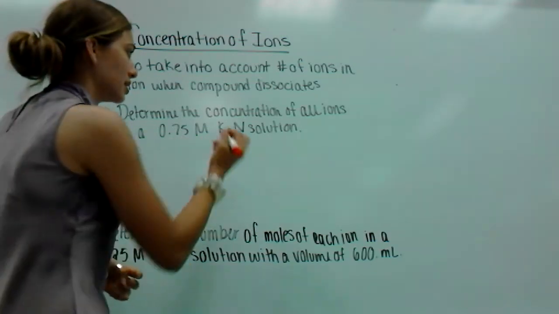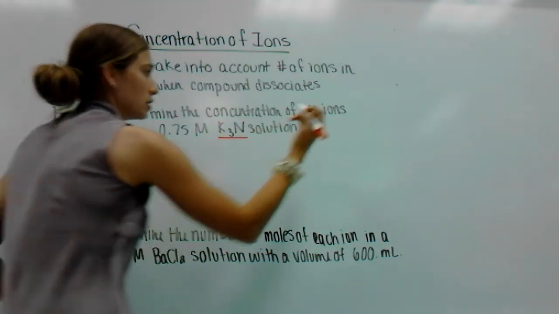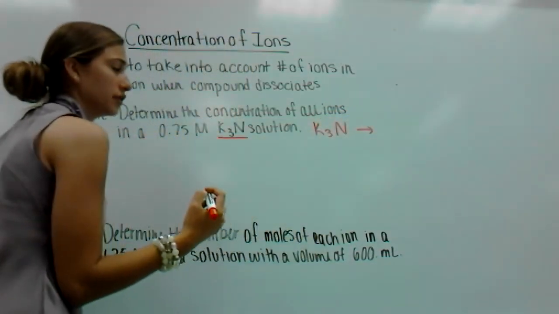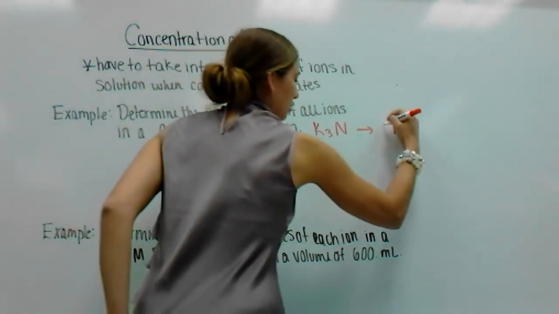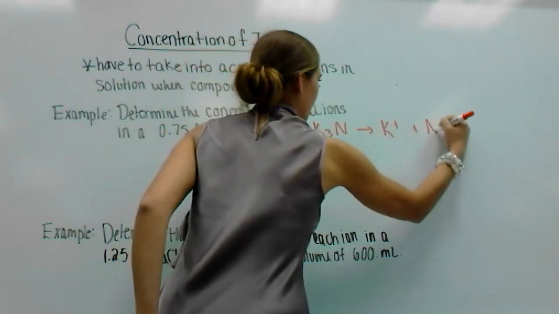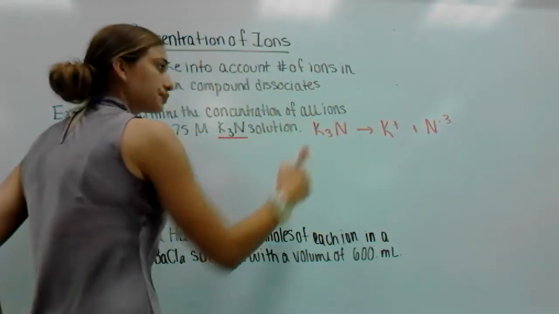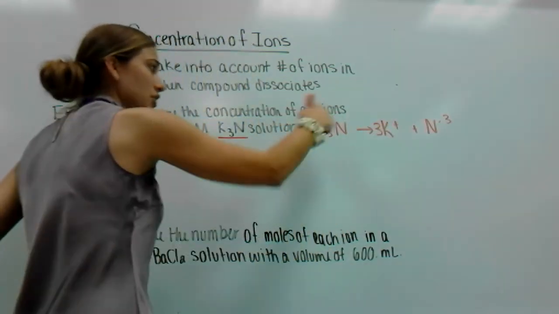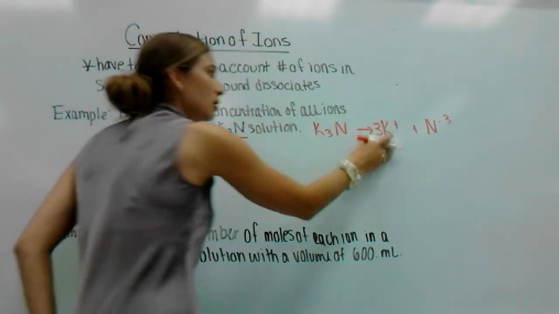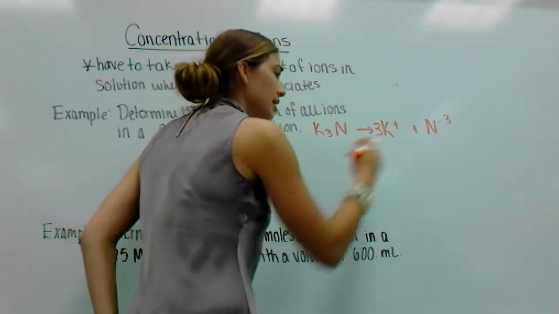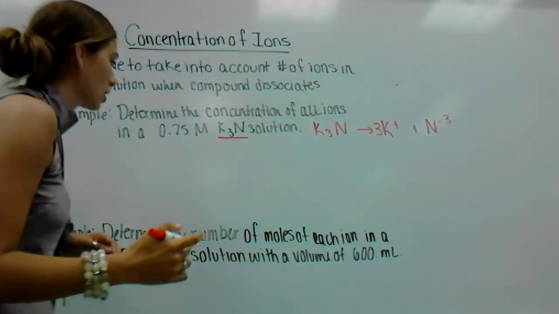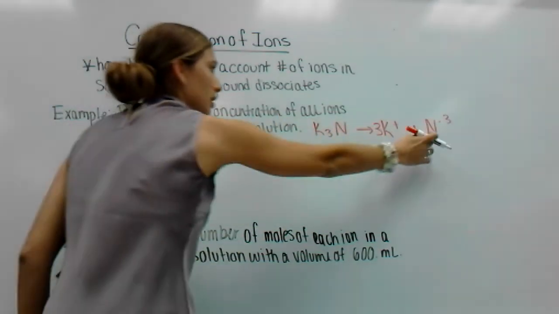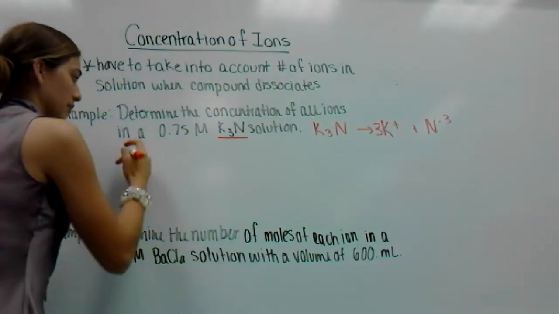So what you're going to have to do here is first figure out where your ions are. So we have K3N, and we're going to have to write the dissociation equation for it. So we have K plus and N minus 3, and we have to balance out our equation. So we have 3K plus. So for each K3N put into solution, we get 3K plus ions and 1 N minus 3 ion. So if we want to know the concentration of these ions now, we have to take into account the number of moles of each of them that is being produced.